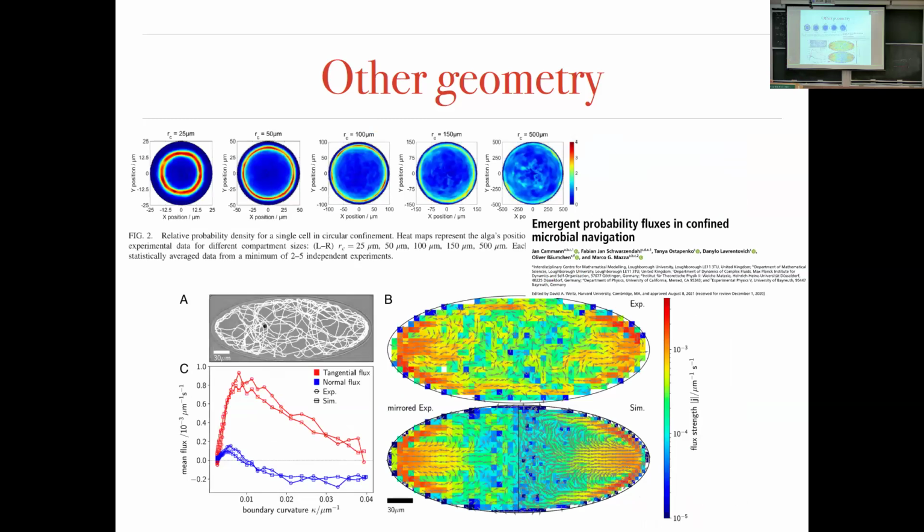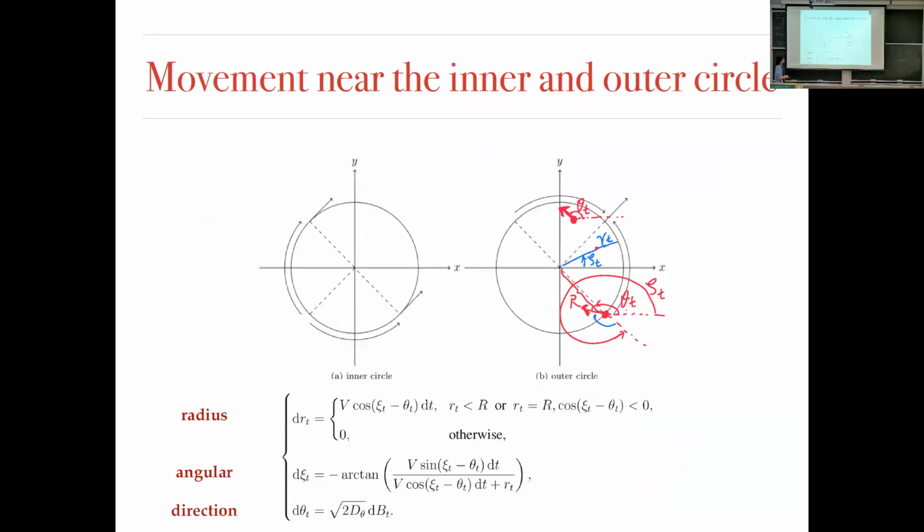Actually, there are also other geometries which are more interesting. They make different geometries and look at how boundary accumulation is affected. You can imagine that where the curvature is bigger, you can see more cells. And this kind of phenomenon, we can recover with our model.